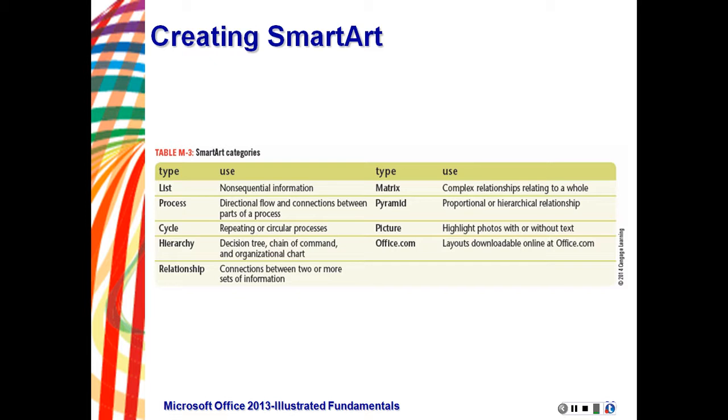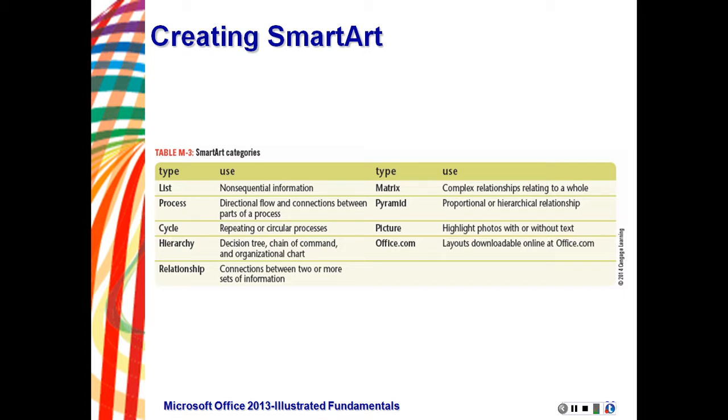Hierarchy would be something similar to a decision tree or a chain of command, an organizational chart. An organizational chart would probably be the most common example I could think of, where you would display the leadership in an organization. You would have your boss, and underneath your boss would be all of your boss's direct reports, and if any of those direct reports had their own direct reports, then you would also be able to represent that next layer of management on an organizational chart.